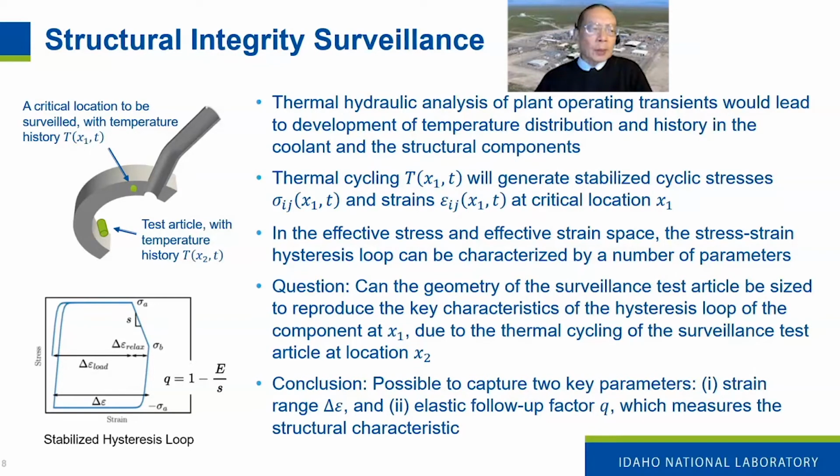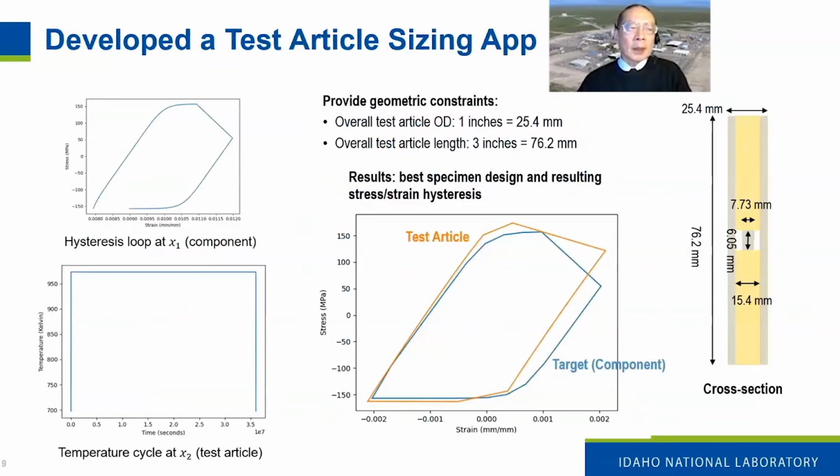So the strain range provides a measure of the cyclic response, and the elastic fallout factor characterizes the structural response. We developed a test article sizing app for such an optimization. So given the mechanical hysteresis at X1 and the thermal cycles at X2, the app can determine the test article dimensions so that it can match the target strain range and the target elastic fallout factor.